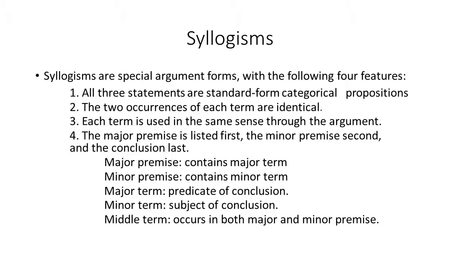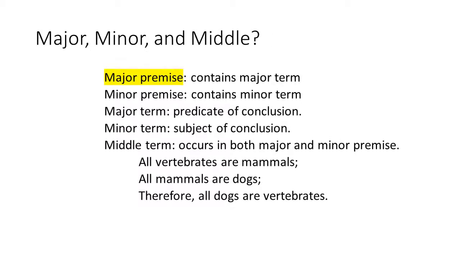Well, here's a way that we can do it that's non-circular, or doesn't kick the can down the road, as it were. The major term is the predicate term of the conclusion, and the minor term is the subject term of the conclusion. And then the middle term occurs in both major and minor premises. So let's look at a particular argument to distinguish these from one another.